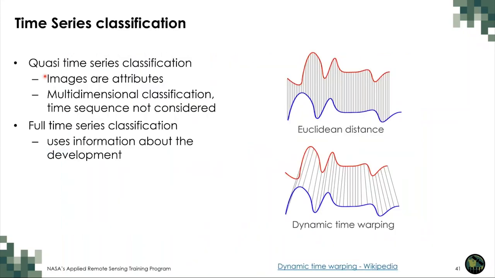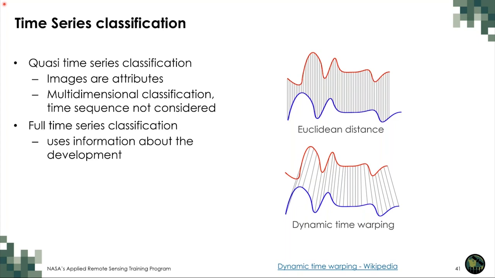So when we are doing time series classification, we can do it in several ways. The first one is to do it in a quasi-time series classification. What does it mean? We just stack the time series of images one above the other.